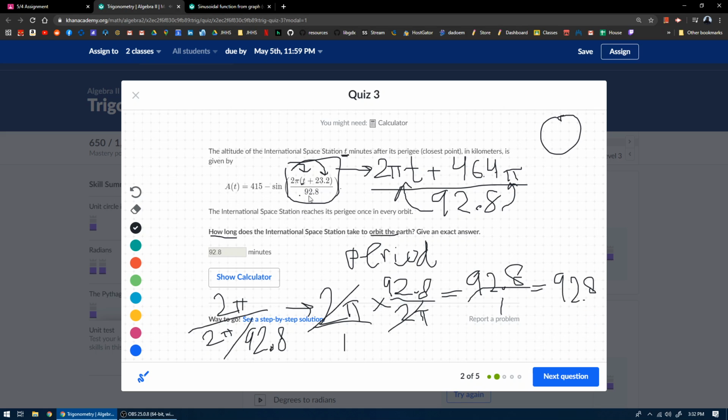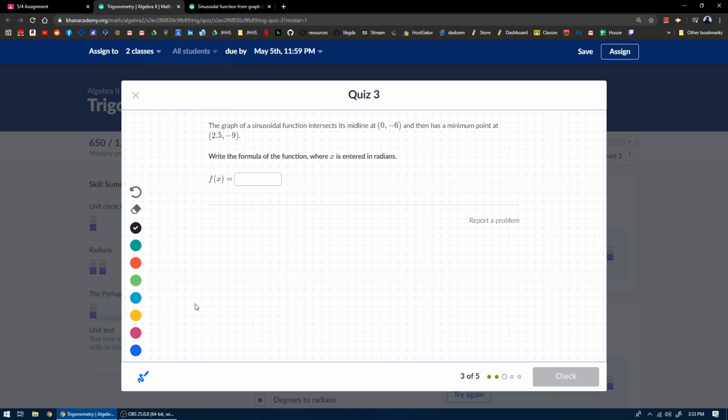Now look, the answer is right here. We didn't need to do a lot of this math, but if you're catching on, you can see these numbers affect the period. It's 2 pi times this 92.8 divided by this. These constants are affecting the period. So I hope you recognize this.